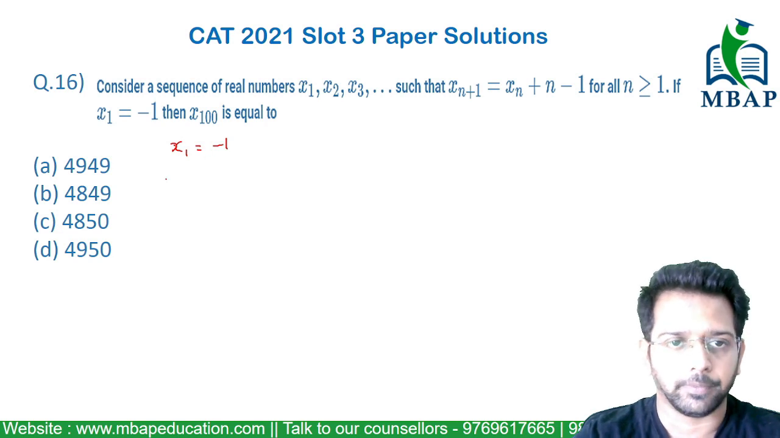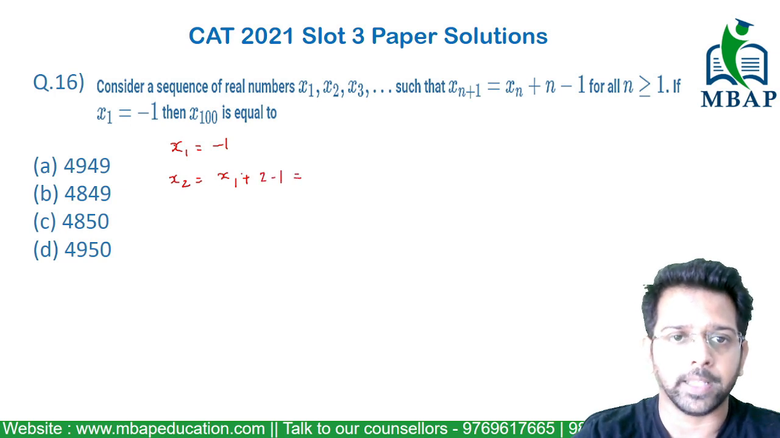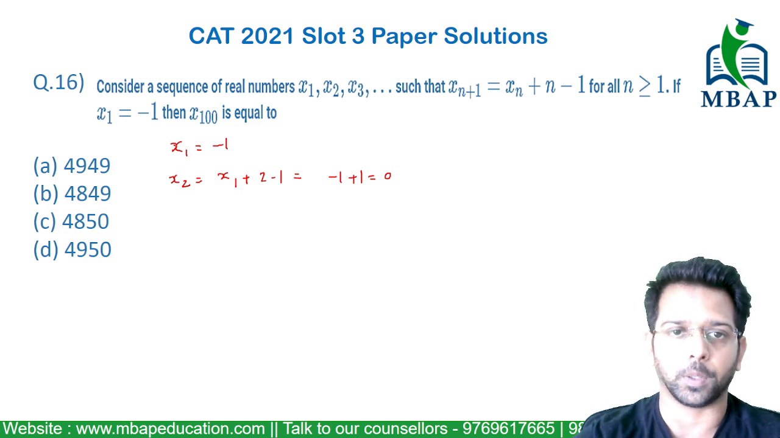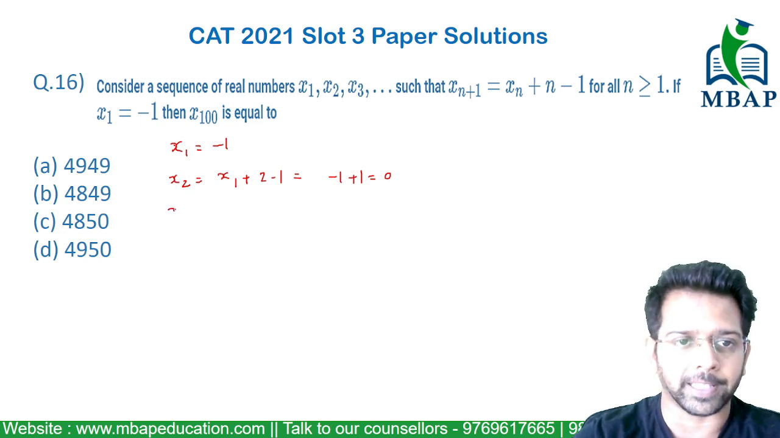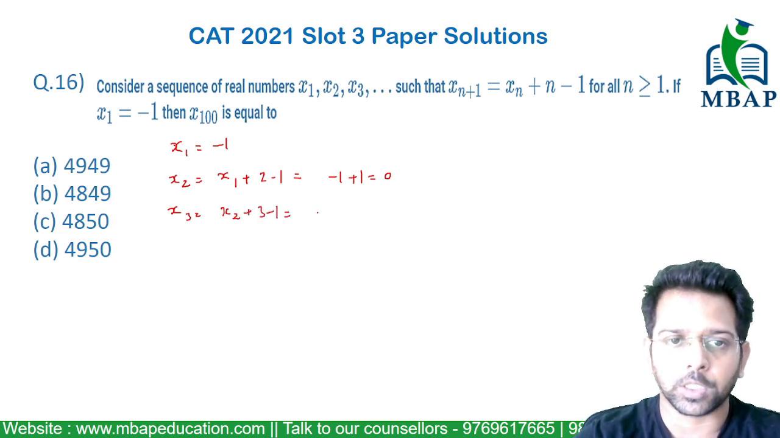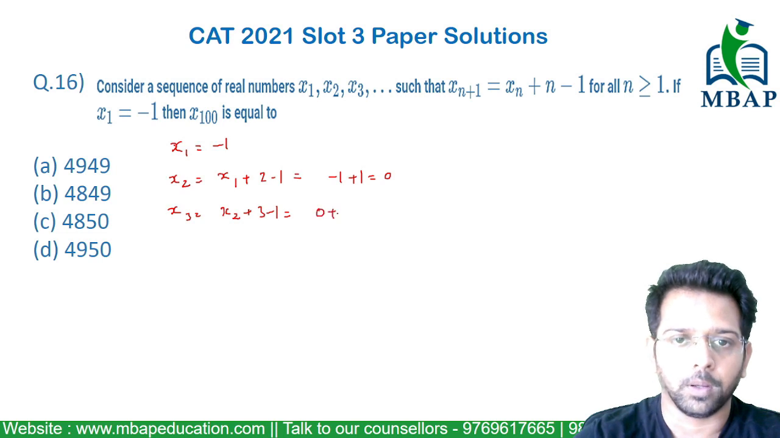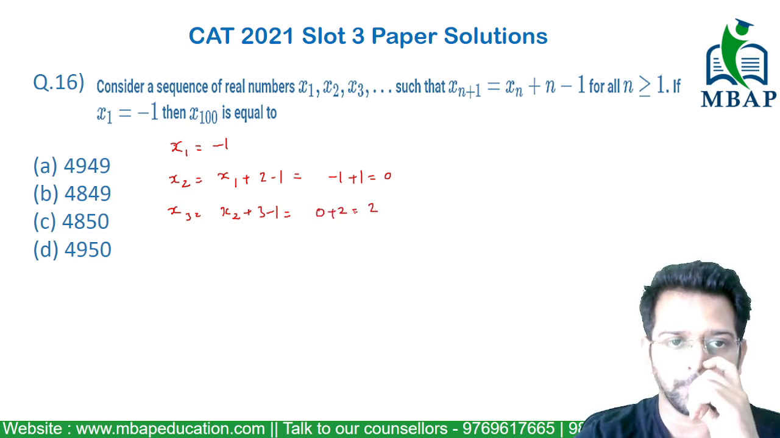Now, if I have to find the value of x2, x2 will be x1 plus 2 minus 1. x1 is minus 1, so it is minus 1 plus 1, which will become 0. Let's go for finding the next value, x3. x3 will be x2 plus 3 minus 1. x2 is 0, plus 2. The next term will be 2.